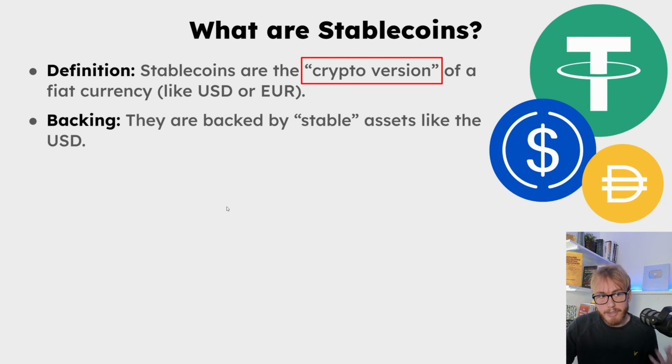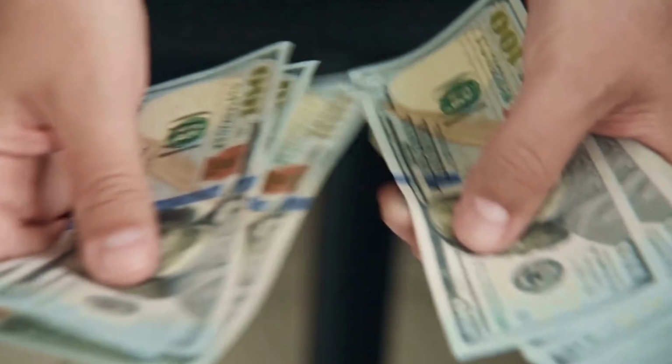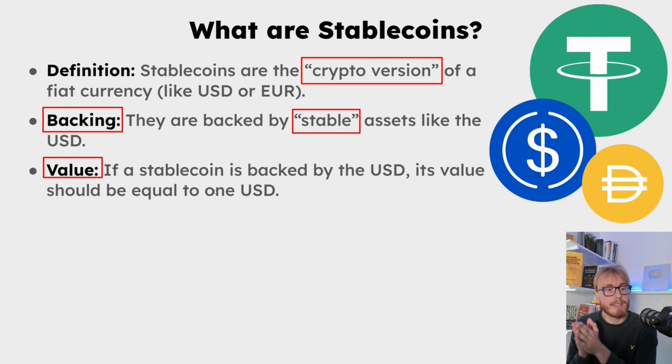And one important thing about stablecoins is the backing. And what do we mean by this? Well, stablecoins are backed by quote unquote stable assets like, for example, the US dollar. And what do we mean by backing? Well, if a stablecoin is backed by, for example, the US dollar, the value of that stablecoin should be equal to $1 US.